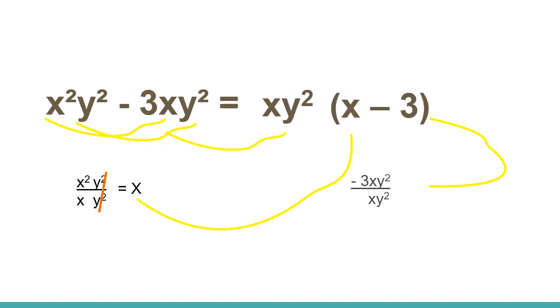Okay, paano nakuha yung negative 3? So, we're going to divide negative 3xy squared by the GCMF. So, negative 3xy squared divided by xy squared, cancel out all the common factors. So, it will give us negative 3. So, yun na yung ating tamang sagot. Okay. So, ang factor na x squared, y squared minus 3xy squared is xy squared times quantity x minus 3. Okay? Madali lang, di ba?